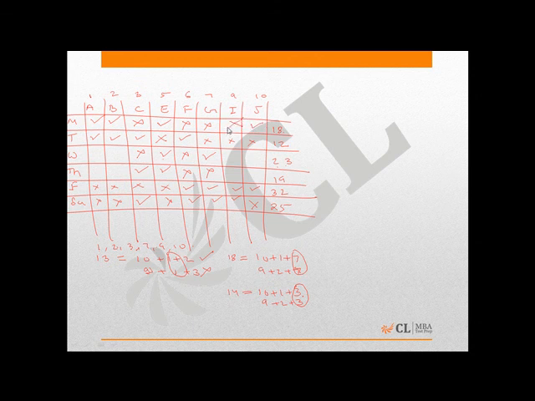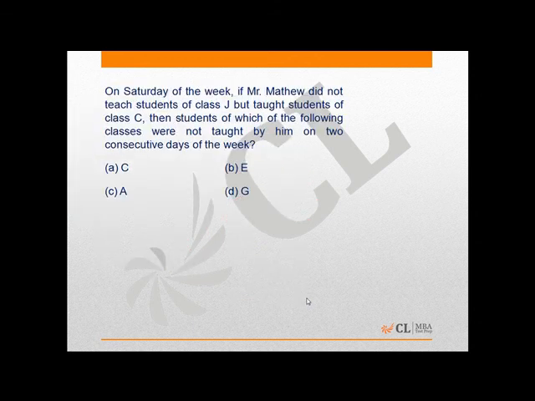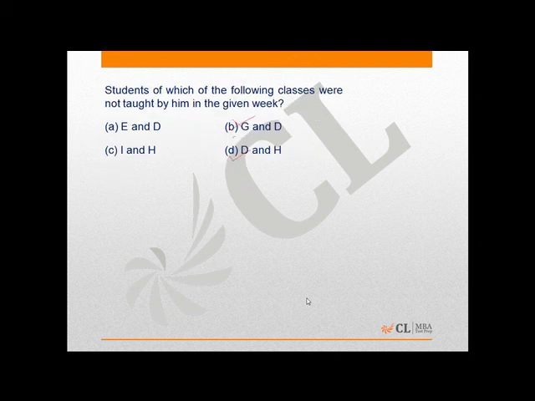Fine. Now the 2 possibilities remain for Wednesday's classes and Thursday's classes. That is either 10 plus 1 plus 7 or 9 plus 2 plus 7, or 10 plus 1 plus 3 or 9 plus 2 plus 3. The information as of now is enough to answer our remaining questions. Now the question says: students of which of the following classes were not taught by him on 2 consecutive days of the week. The options are C, E, A and G.